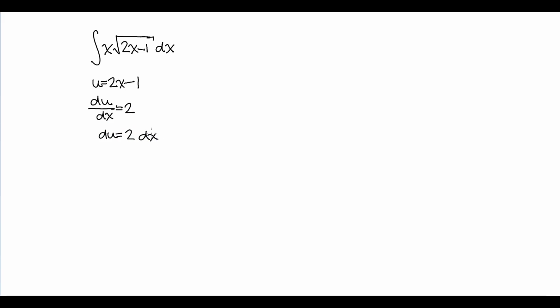Now, we only have a dx, okay? So it's kind of a problem until you realize you can easily introduce a 2 by multiplying and dividing by 2. Okay, so you have 2 times x times 2x minus 1. So this is our u, and this is our du.